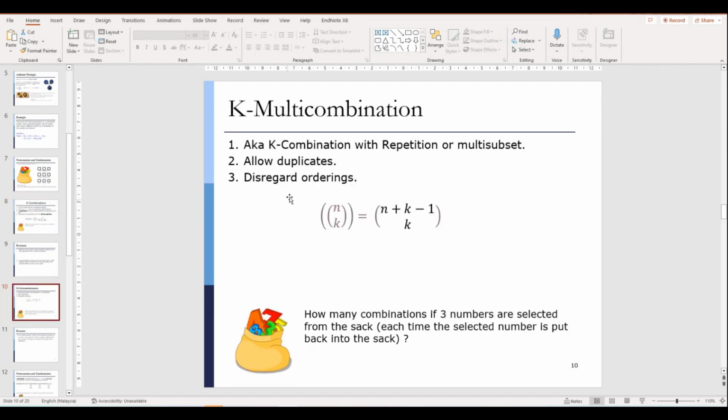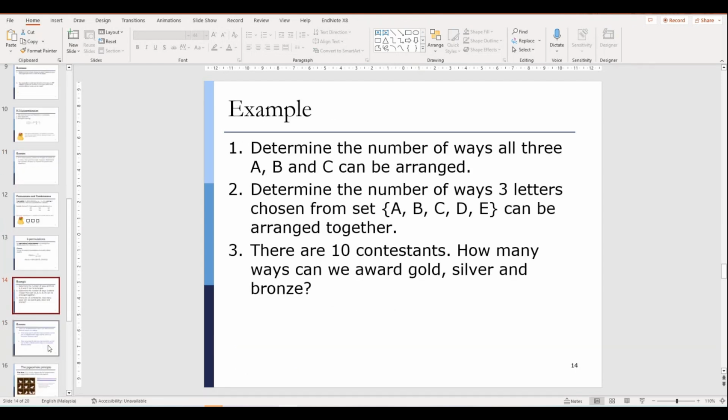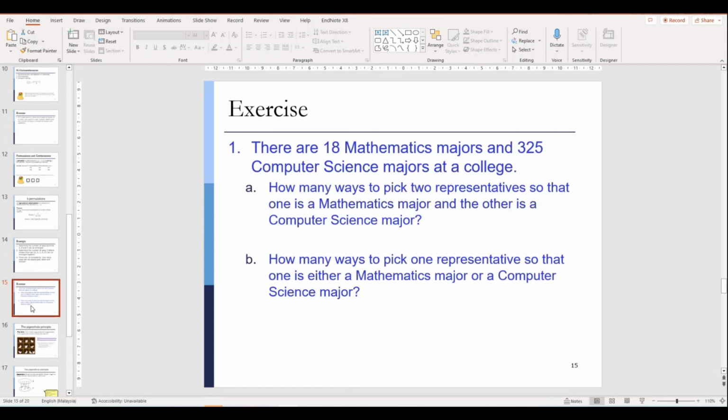The only difference is what? For K multi-combination, you see the double bracket, right? And if you want to remove the outer bracket, what you need to do? The top there, you need to take n plus k minus 1. But this second part is just a normal K combination. All right? So roughly, that's about it for counting in permutation and combination with and without repetition.